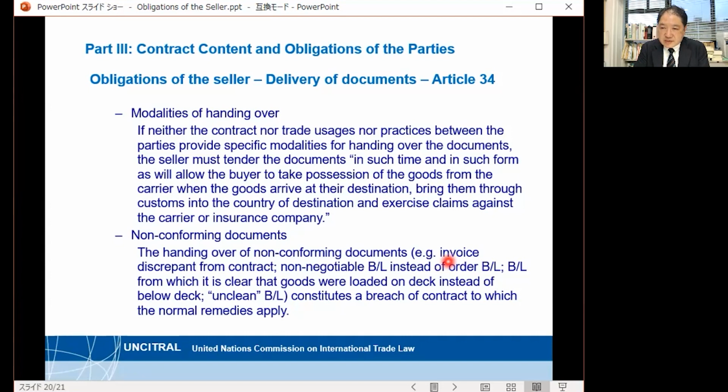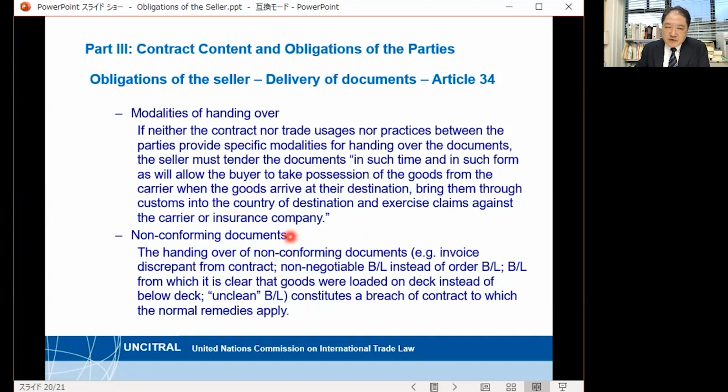So this is a general guideline. And this quotation comes from the Secretariat commentary on the 1978 draft of the CISG. So these are the guidelines for modalities of handing over documents relating to the goods. The last issue that I would like to touch upon is what happens if the documents are non-conforming.